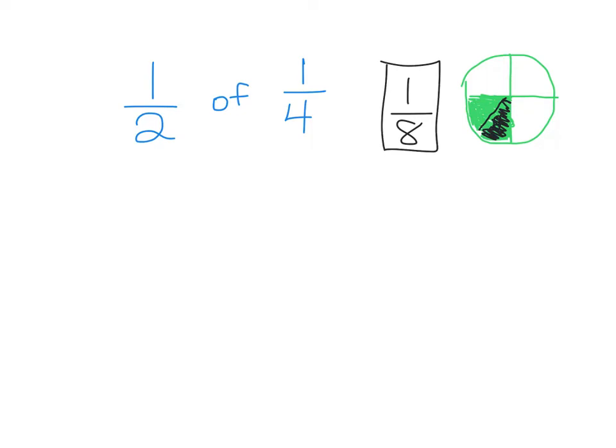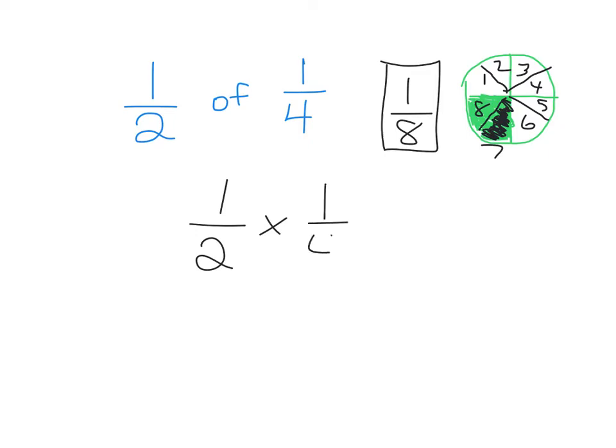It might be easier if I split them all in half so that you can see that there's 8. So this is 1 piece, 2 piece, 3, 4, 5, 6, 7, 8. So there's 8 pieces. So right here is 1/8. So 1/2 of 1/4 is 1/8. Or 1/2 times 1/4 is equivalent to 1/8. 1/2 times 1/4 is 1/8 because "of" is the same as multiply.